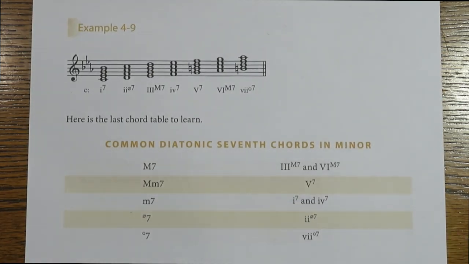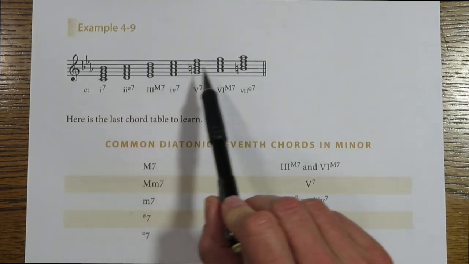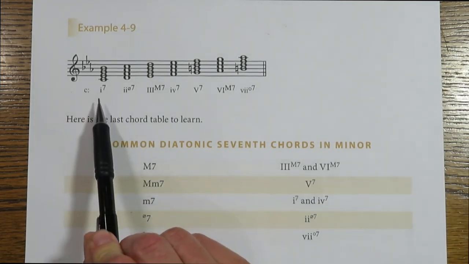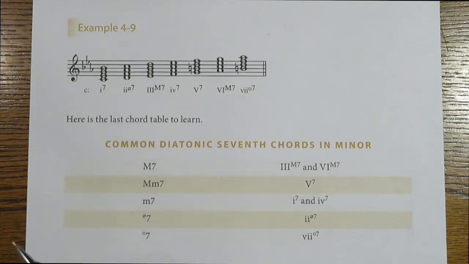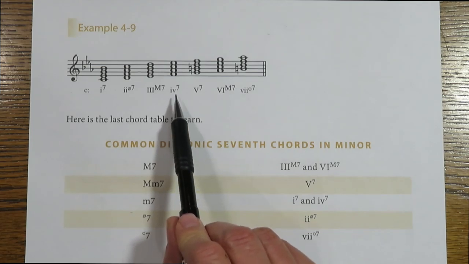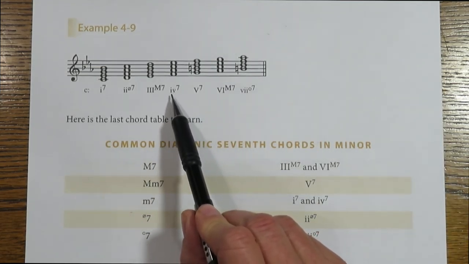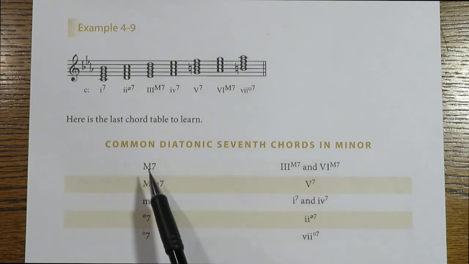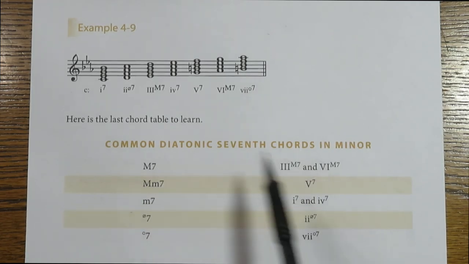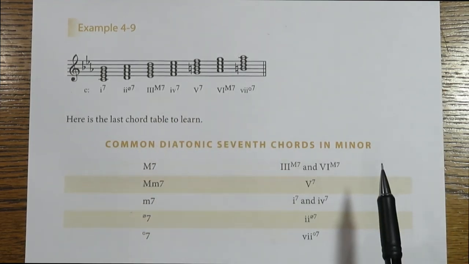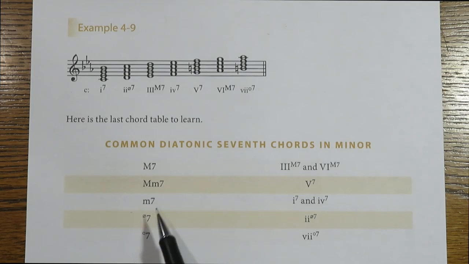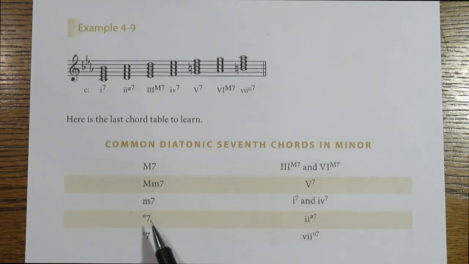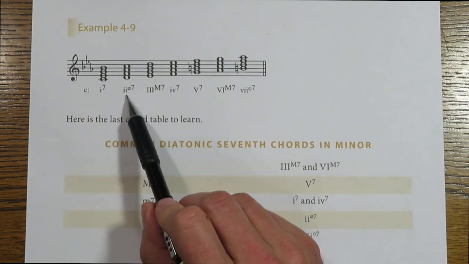Okay, so now with minor, we have the C minor scale harmonized in sevenths. Since the one chord is minor, we use a lowercase i7. And now the four chord is also minor, so we just use a lowercase Roman numeral and the 7. There, minor seventh. And then for the major sevenths, the three and the six are major sevenths. And in the five chord, again, just a V7. And then the half diminished seventh is the two chord in minor.